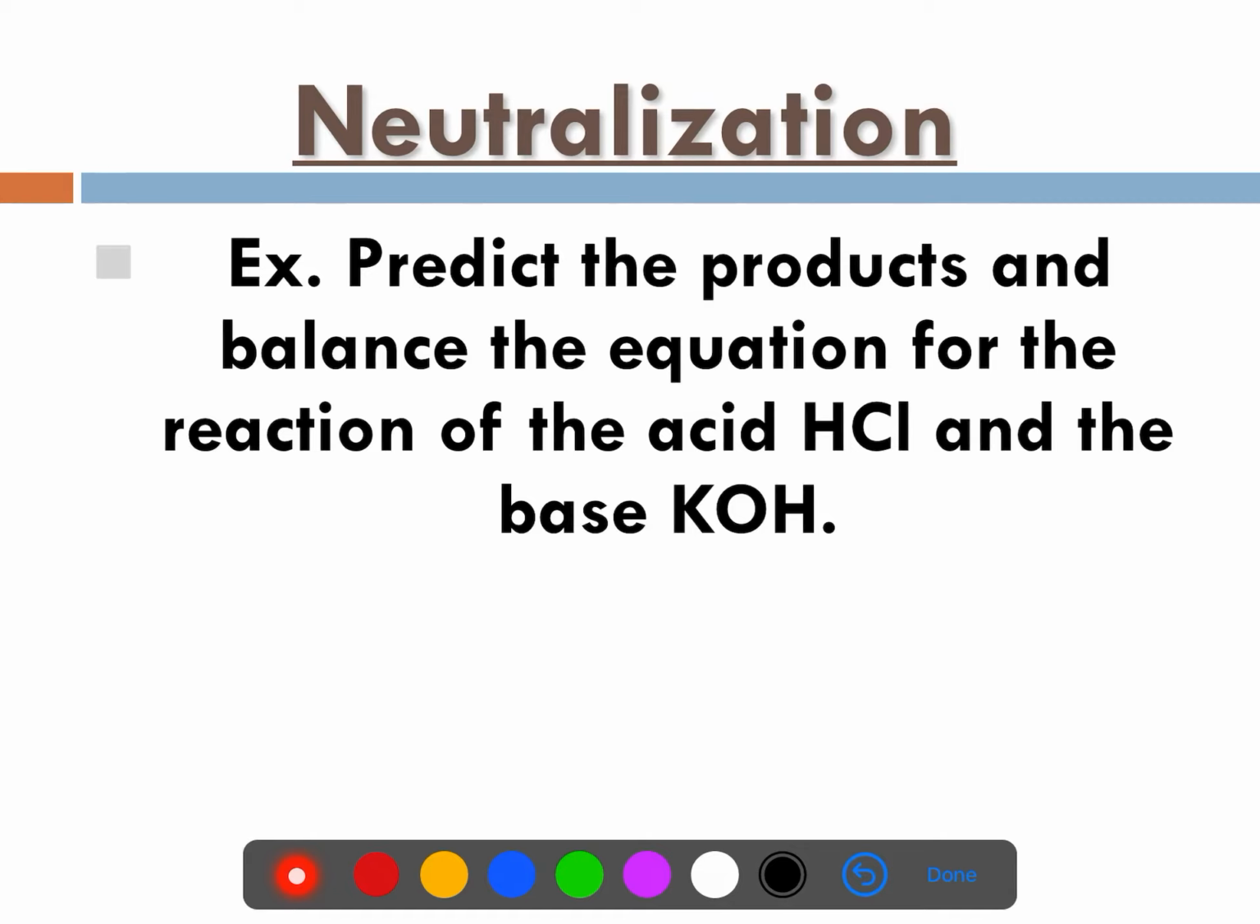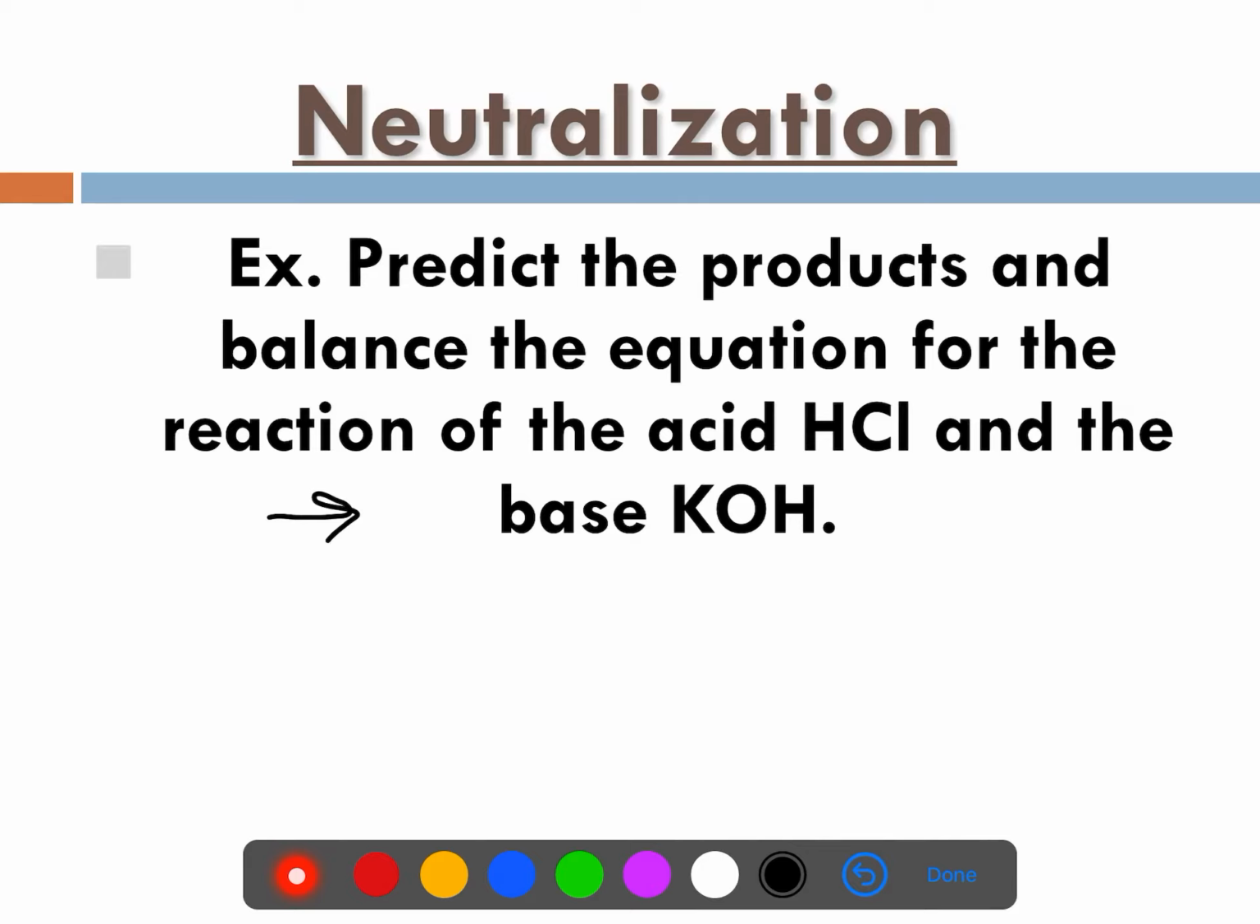All right, so try this one. I'll let you know that this is a single arrow, because both the potassium hydroxide and the hydrochloric acid are strong electrolytes. Write the balanced equation for the reaction between HCl and potassium hydroxide. So I'll pause and come back.